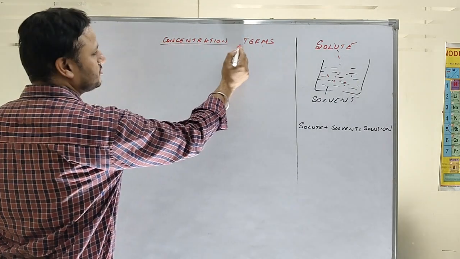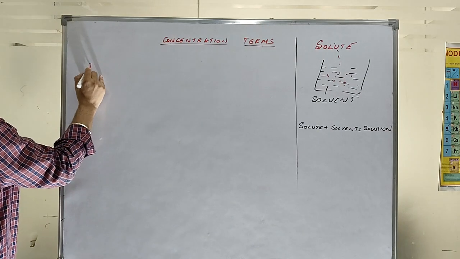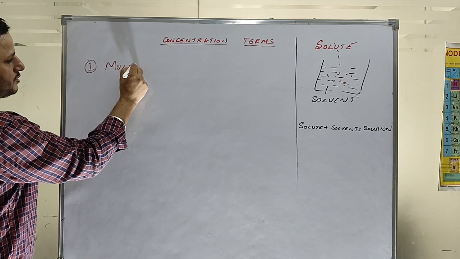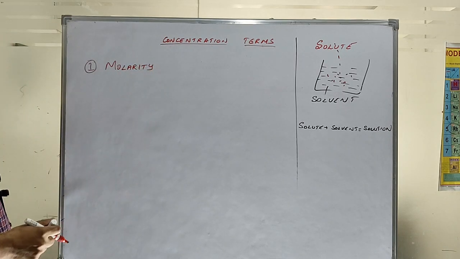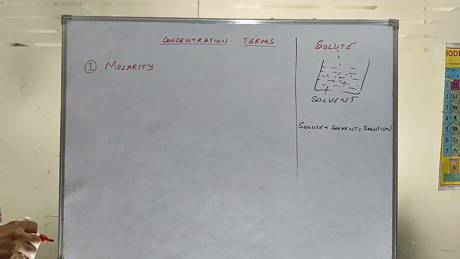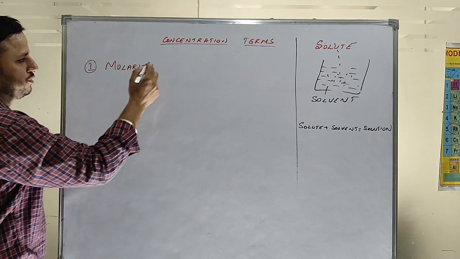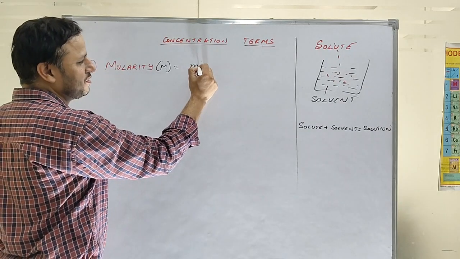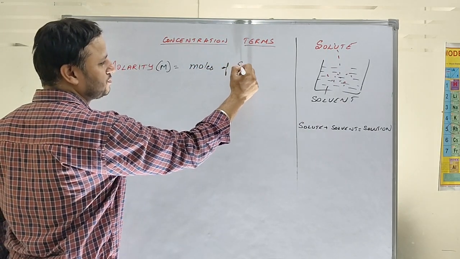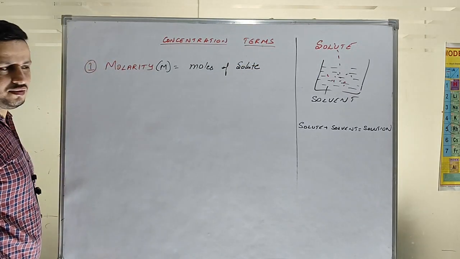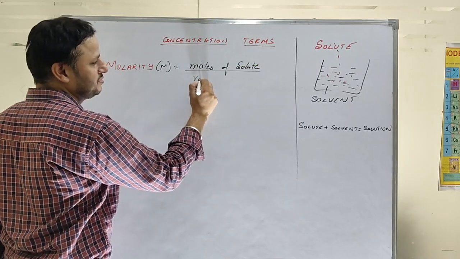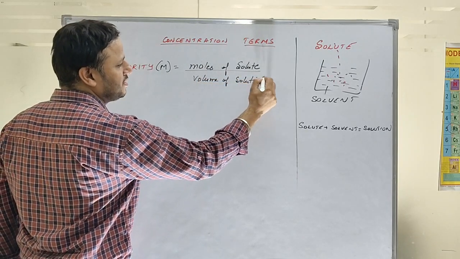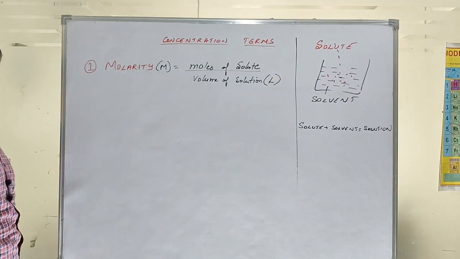And there are some concentration terms. The first and the foremost is known as molarity, denoted by capital M, and the formula of molarity is moles of solute divided by volume of solution, and that volume should be in liters.